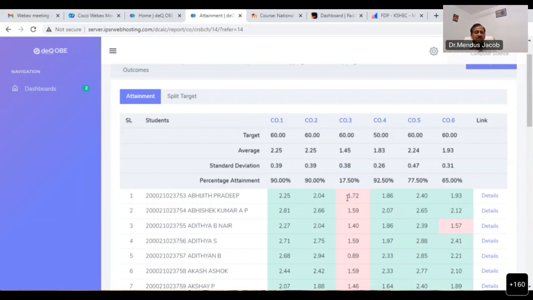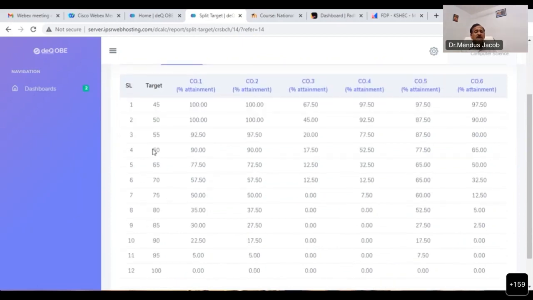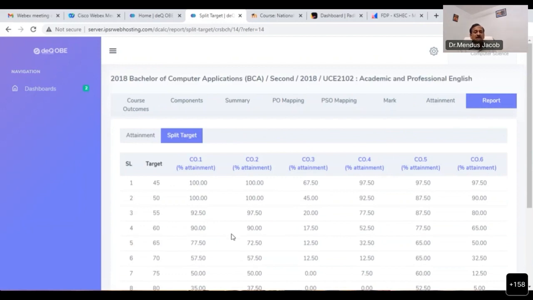We can analyze it. Then we can have the split target also. We can check how much percentage of the students. For example, we have set the target as 60%. So you can see 90% for CO1, 90% for CO2, 17.5% for CO3, like that. Suppose if you fix the target as 55%, what is the percentage of achievement? You can see it there. So this is again an analytics for the faculty. If you fix the target at different levels, how many of the students will achieve that? Okay, so a lot of analytics reports you will get like this.